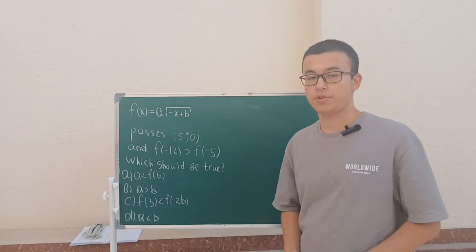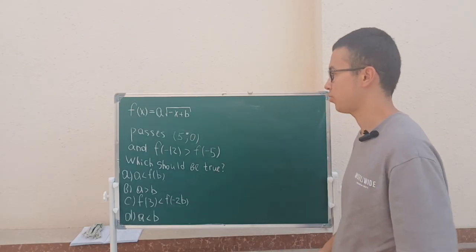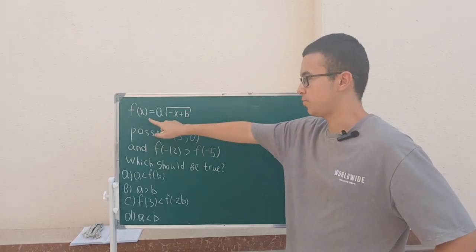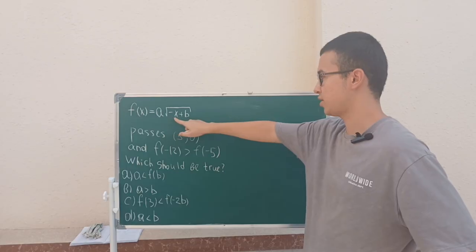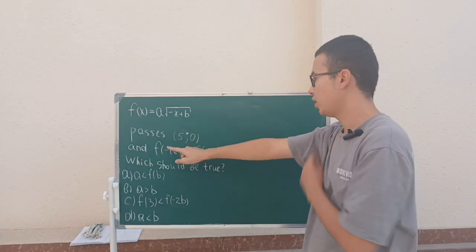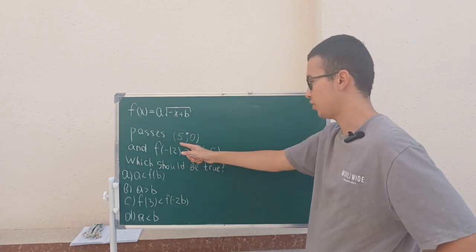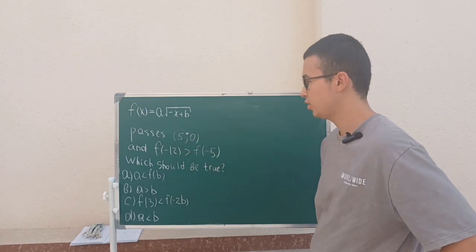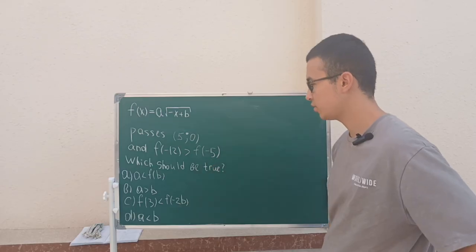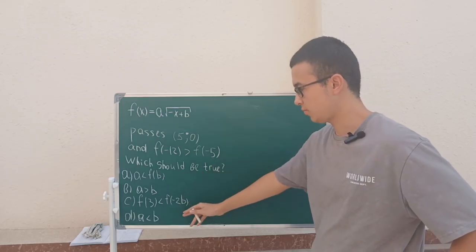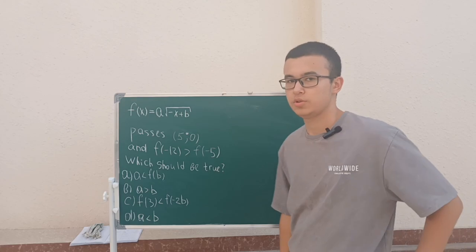That question was on a real exam, and the statement of that problem is: f of x is a function such that f(x) is equal to a times the square root of (minus x plus b), and that function passes through the coordinate (5, 0), and f(-12) is greater than f(-5). Which of the following statements should be true?